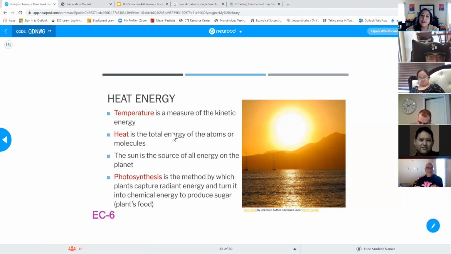Heat is going to be the total energy of the atoms or molecules. The sun is the source of energy for everything on the planet, and once the sun hits something, that energy is transferred into something else. So we have all those changes happening in real life. With photosynthesis, plants capture that radiant energy and turn it into chemical energy. They make glucose, and that is the plant's food. So that's how they eat.